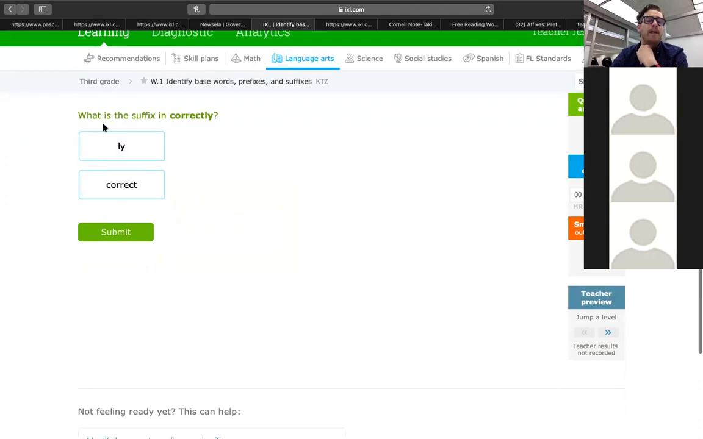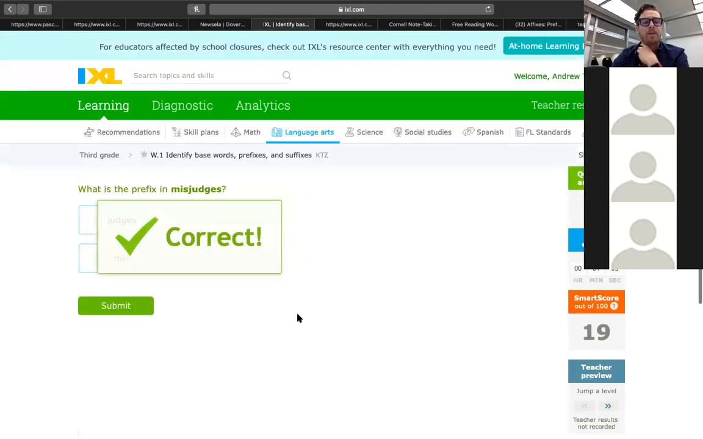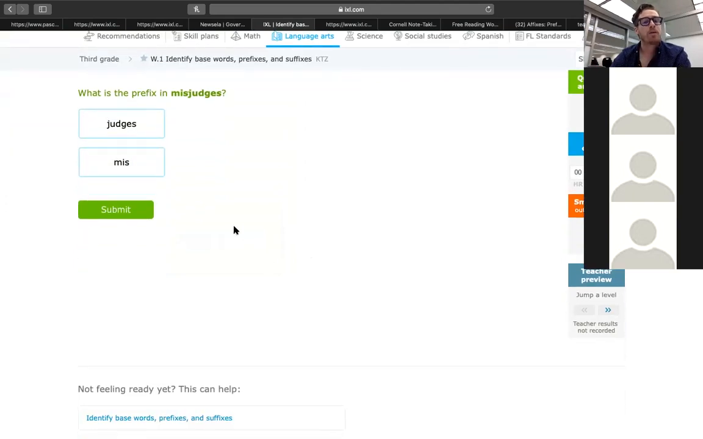Excelente. Now we are looking at what is the suffix in correctly? Is it correct, or is it ly? We know suffix starts where? Where is it located? At the end of the word. So always at the end of the word. Awesome.